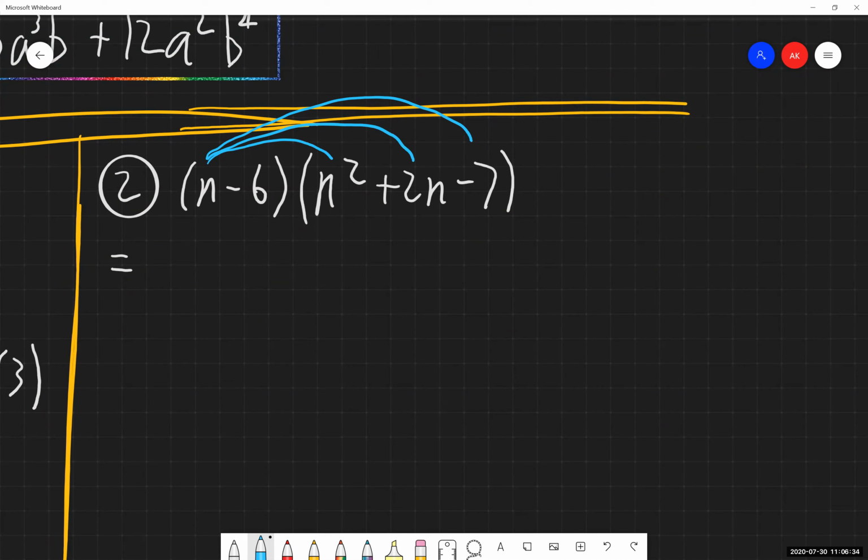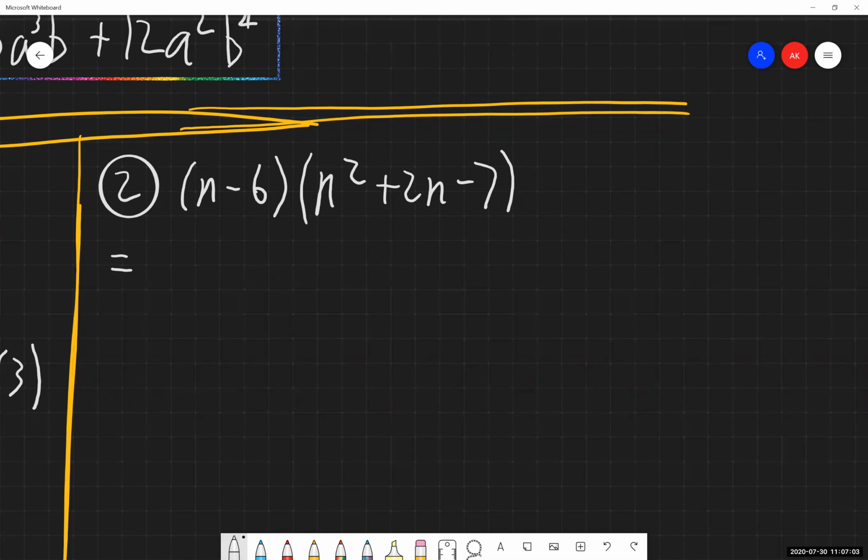I am not going to for this example and for our next one, because the numbers and everything are a little bit too big. But be noted, this is the process that we're going through, that n is distributing through, and then the -6 will distribute through. So again, first and foremost, distribute that n, which is the first term in the first binomial, or first polynomial, to every term in the second one.